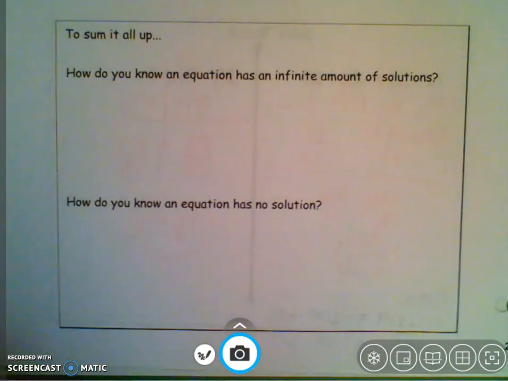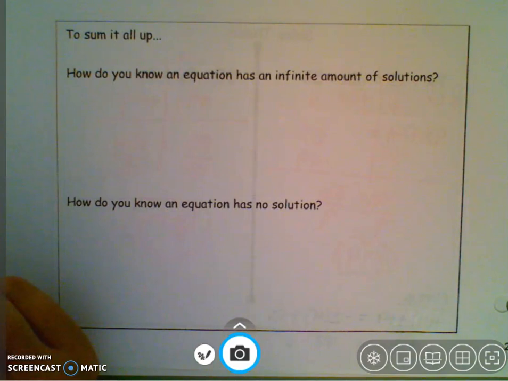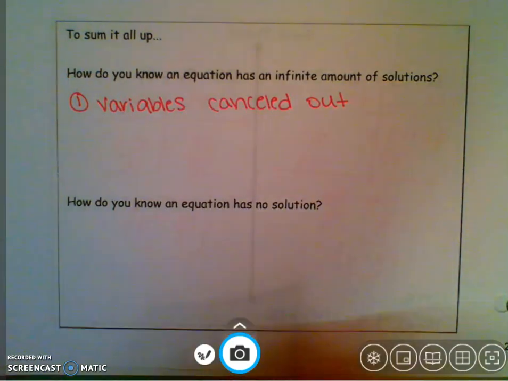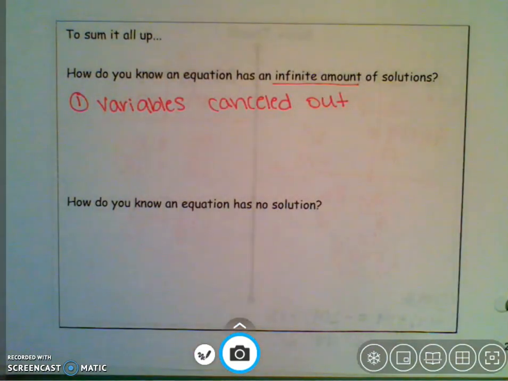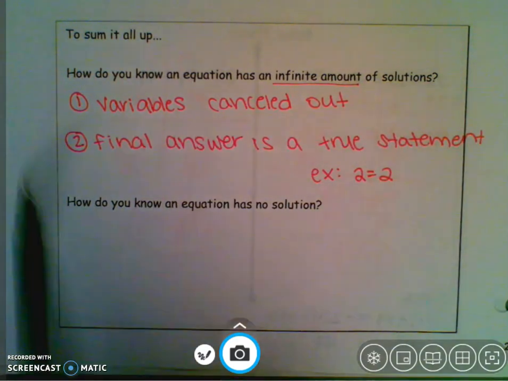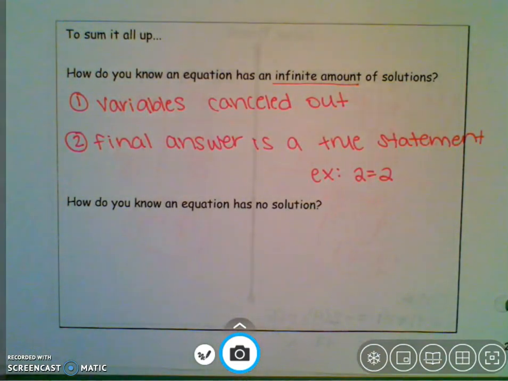Okay, to sum it all up, how do you know an equation has an infinite amount of solutions? Well, first, your variables canceled out. Second, once your variables canceled out, if it's an infinite amount of solutions, your answer is a true statement. So once all the math worked out and your variables canceled, we would get something like 2 equals 2. That's true, so it's an infinite amount of solutions.